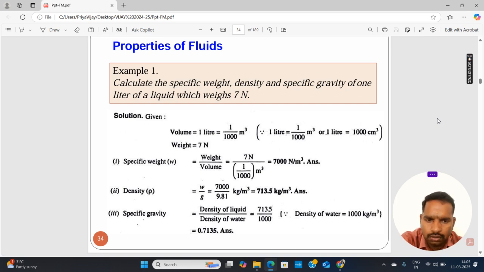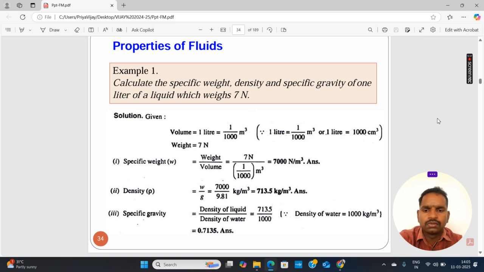You know the formula: weight of the fluid by volume of the fluid. We know the weight, which is 7 Newton, whereas the volume is given as 10 power minus 3 meter cube, or 1 by 1000 meter cube. So the specific weight of the liquid is 7,000 Newton per meter cube. Similarly for density, we know that density is mass by volume. Otherwise, since we have already got the specific weight, from there also we can calculate the density.